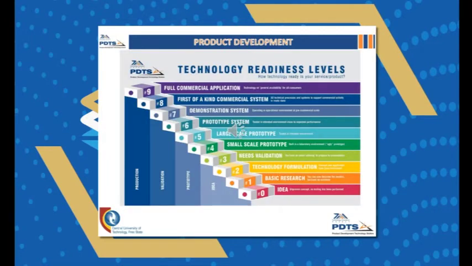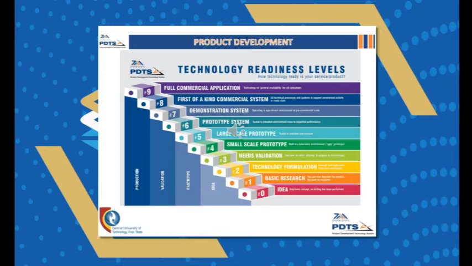Here at PDTS, we use a technology readiness level chart to define the different stages in product development. Tier level 0, that's an idea. Tier level 1, that's a basic research. Tier level 2, that's technology formulation. Tier level 3, that's a validation of needs. Tier level 4, that's a small scale prototype. Tier level 5, that's a large scale prototype, a prototype that is tested in the intended environment.